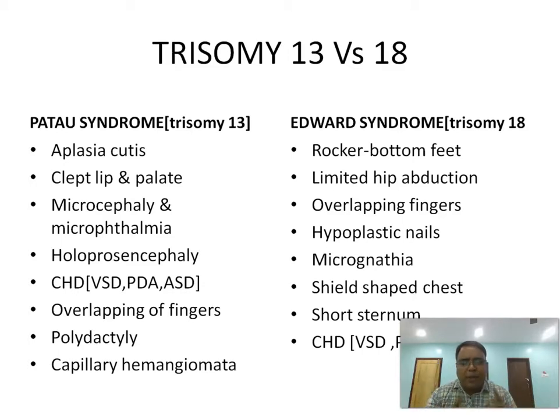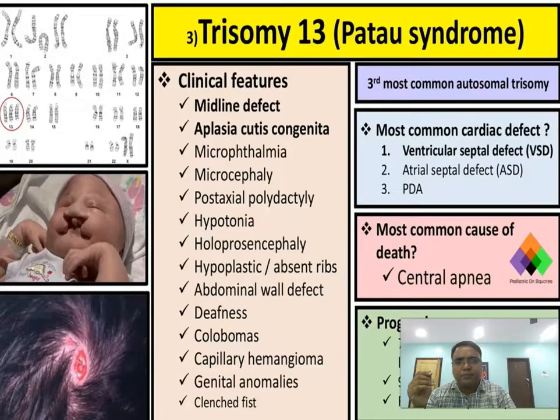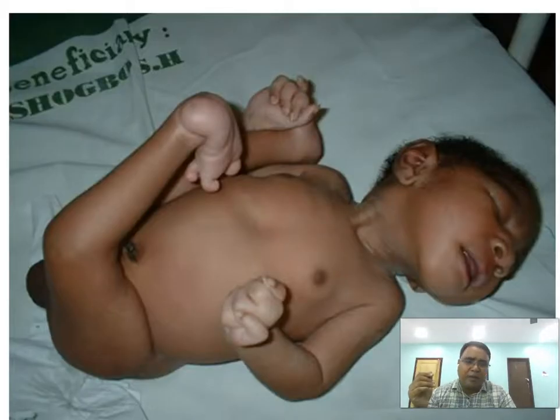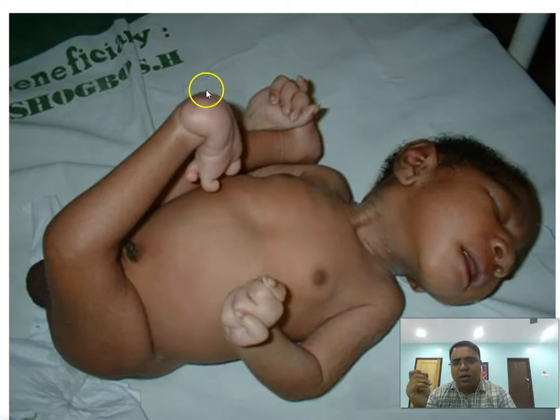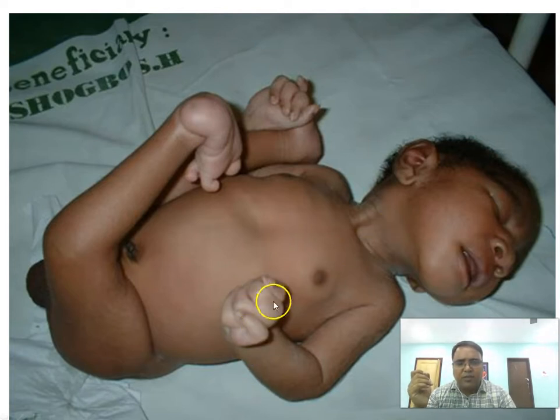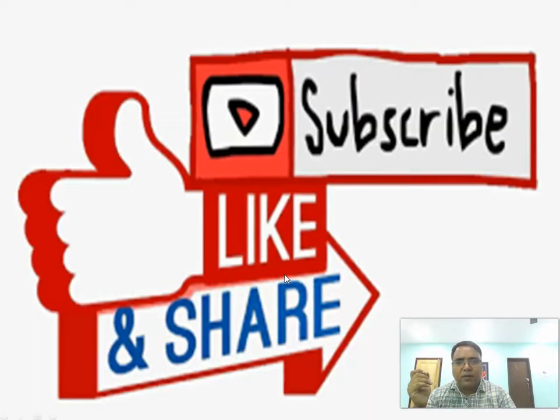But in Patau syndrome: aplasia cutis, cleft palate, cleft lip, holoprosencephaly, polydactyly, overlapping of fingers, all these things we have to remember in the case of Patau syndrome. This is the picture of Edwards syndrome. We can observe the rocker bottom feet, the hypertonia, and the overlapping of fingers. These are things we have to remember.